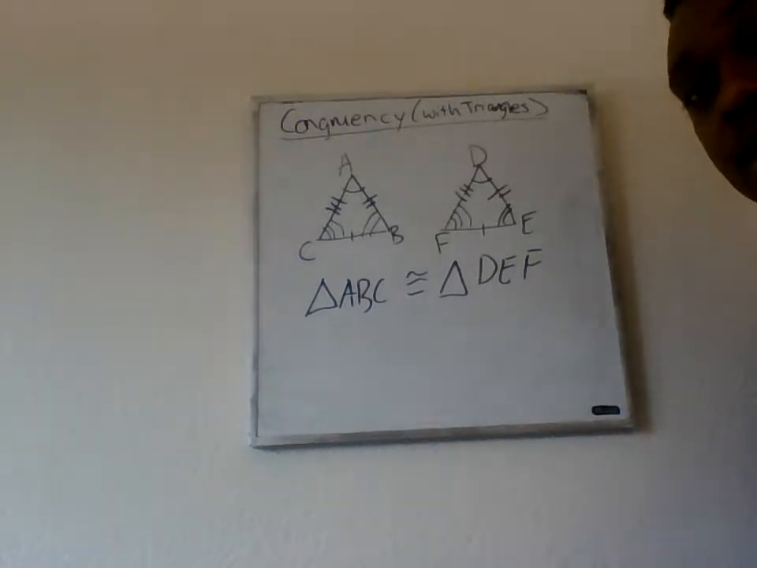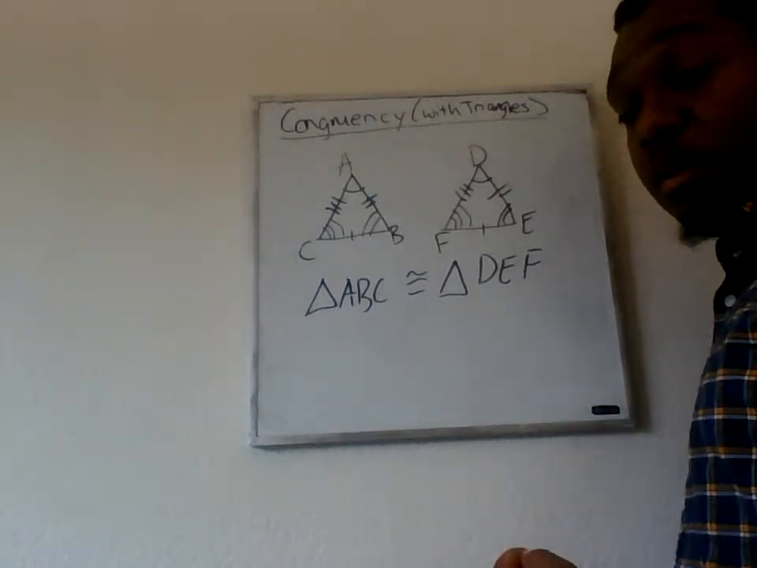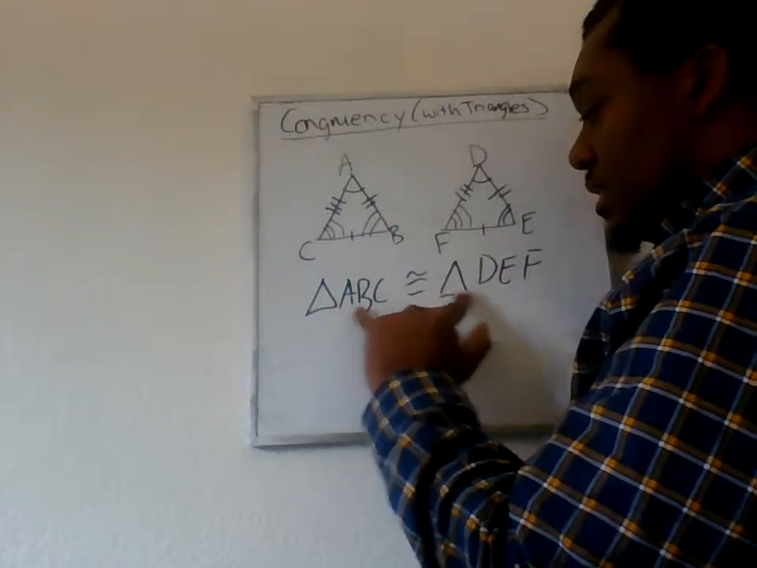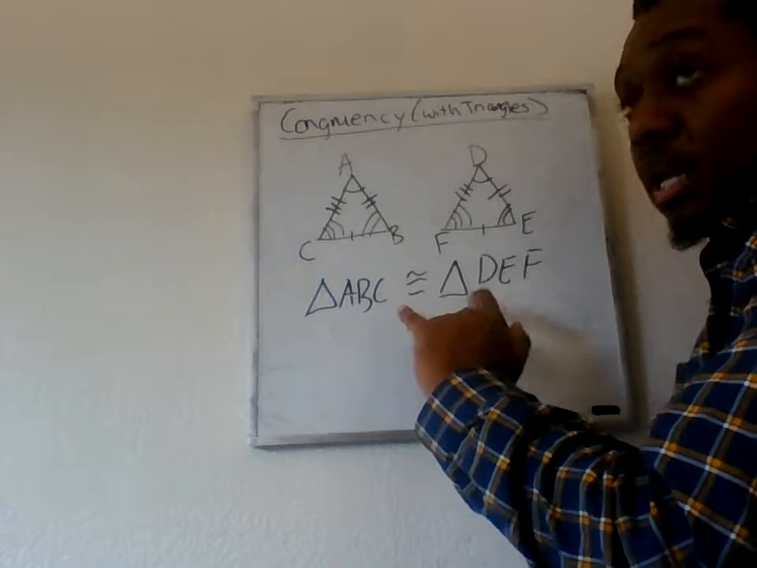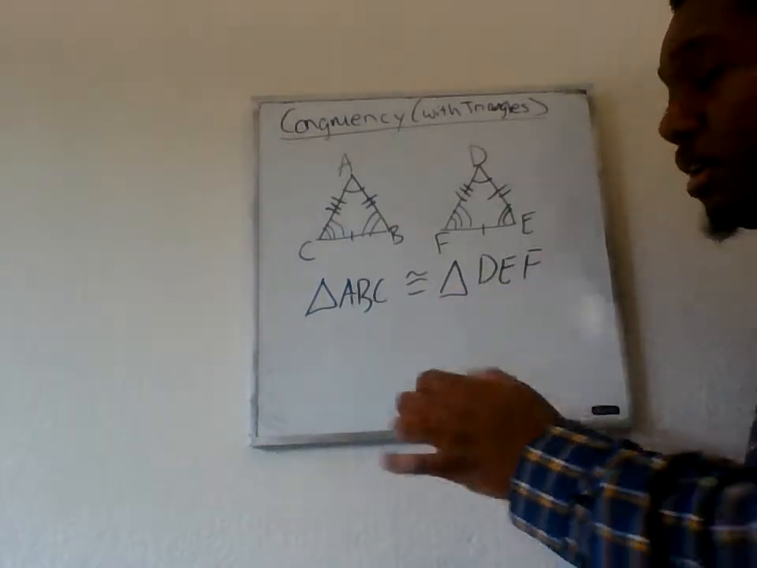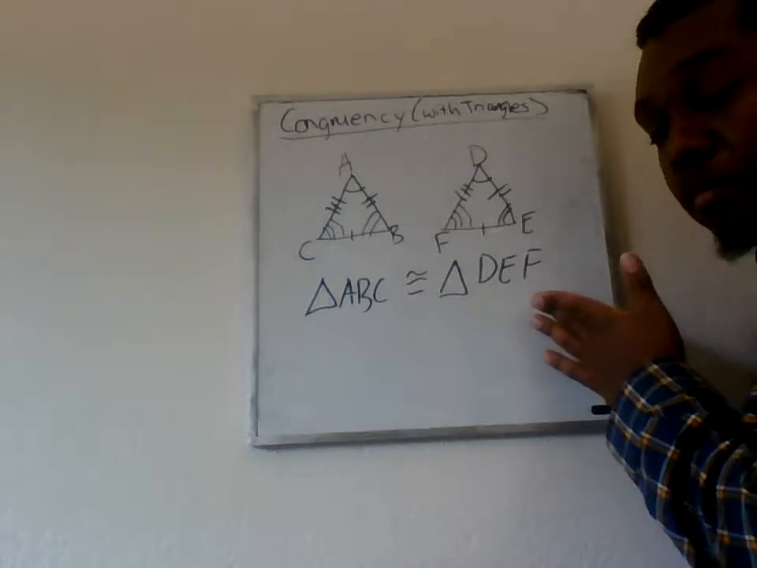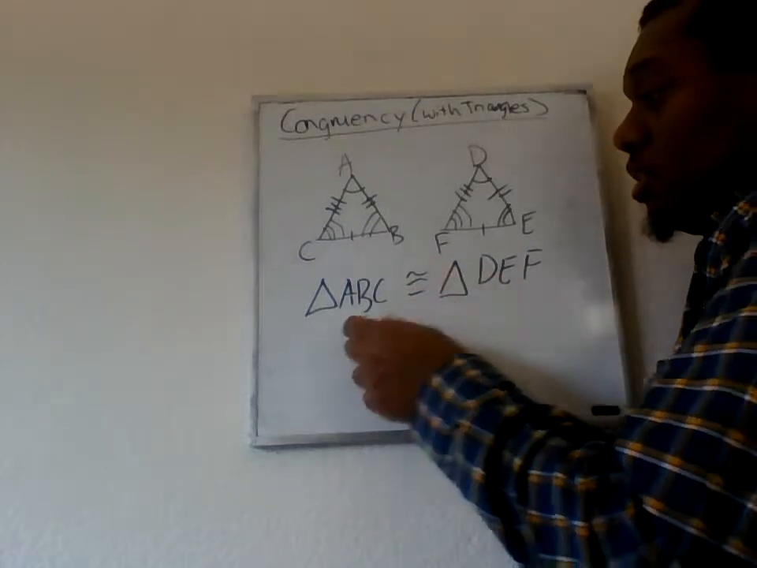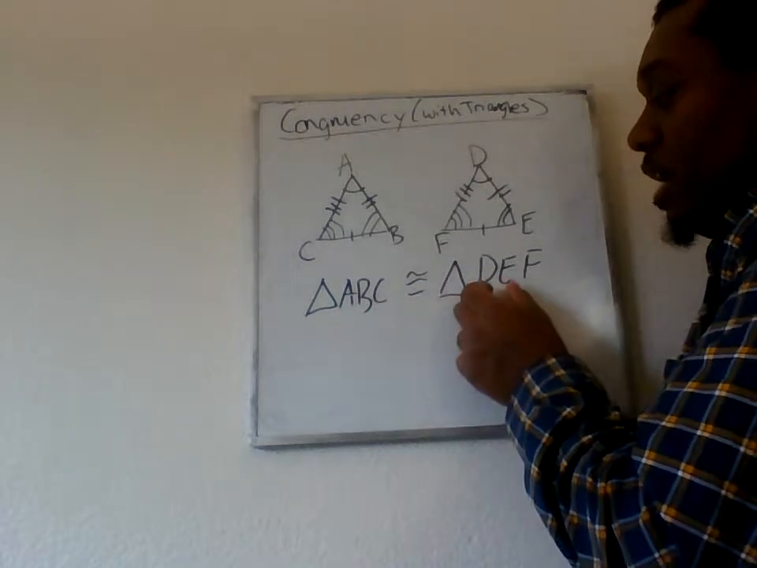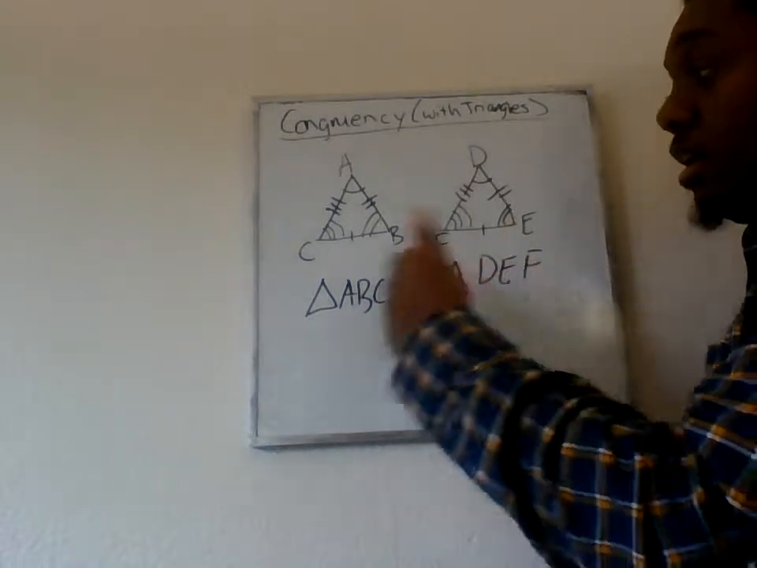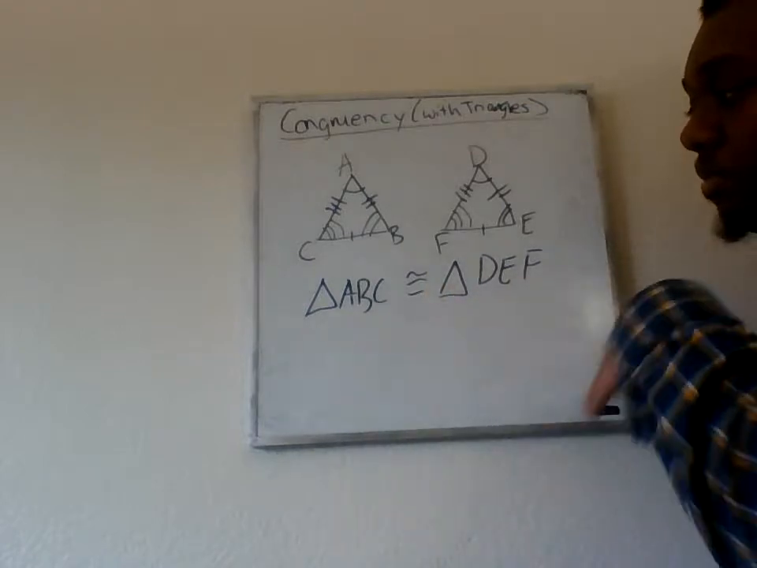Now, the order in this case actually does matter and is very important because in this point I am saying that A and D are the same angle, B and E are the same angle, and C and F are the same angle. Because this congruency is telling me that you're going to map this the same way. Also, AB must be the same as DE, BC must be the same as EF, and so on and so forth, because of the order in which I put it.